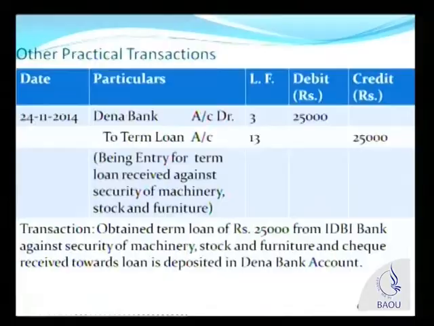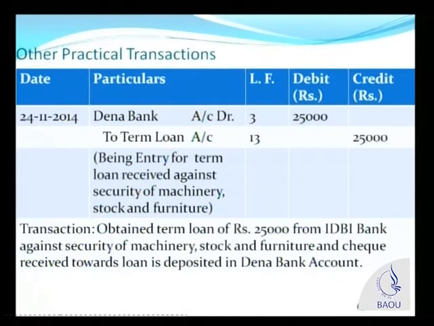Now here you are borrowing an amount of rupees 25,000 as term loan. The term loan is usually repayable over a period of time, say within 5 years or in equal quarterly installments within 3 years, depending upon what type of agreement you have made with the bank.